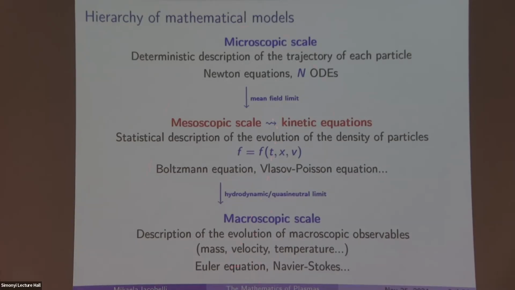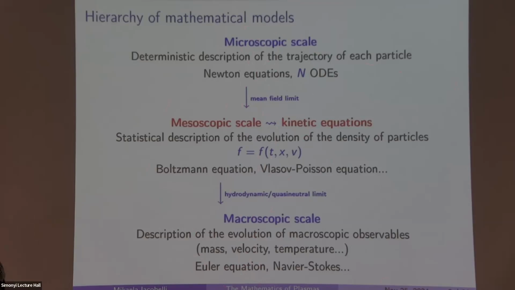So the idea is also to understand the relationship between these three scales of observation, because in theory you are describing the same object, just at a different scale. So you want to rigorously be able to pass from one to the other. This procedure is usually called the many particle limit or mean field limit. You start from the Newtonian system and you want to send the number of particles to infinity in a certain way and recover the kinetic equation.